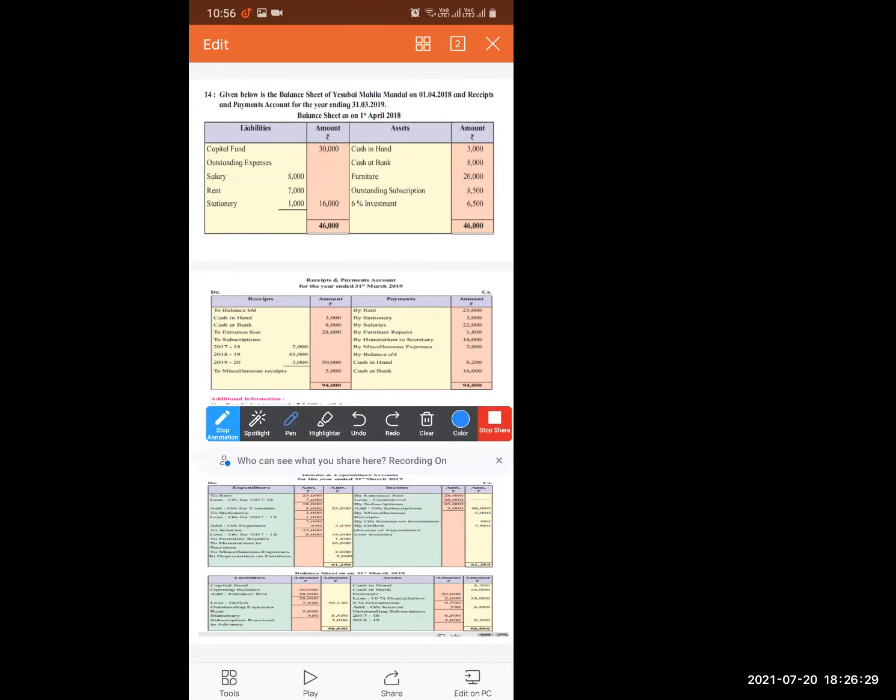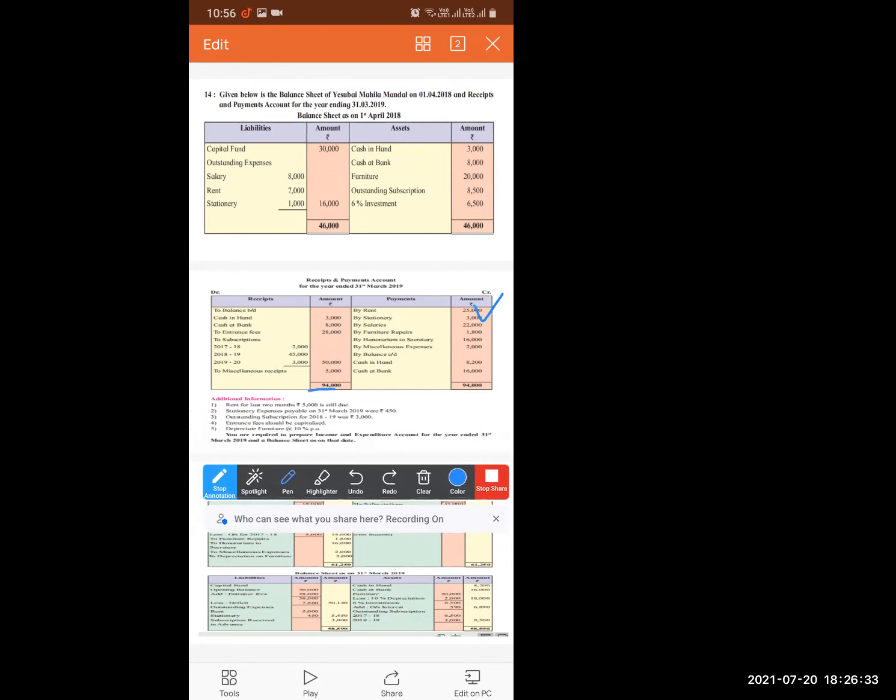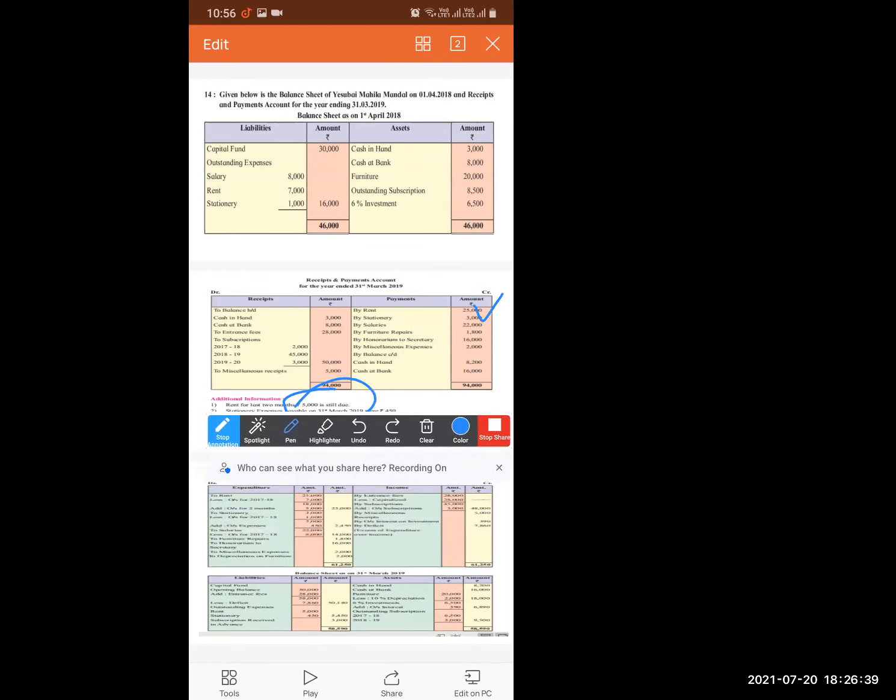Now the next part we have is the rent. Can you see here the rent is 25000. But what they have told is that the rent for the last 2 months, 5000, is still due. Still due means we need to collect it. It's still outstanding.